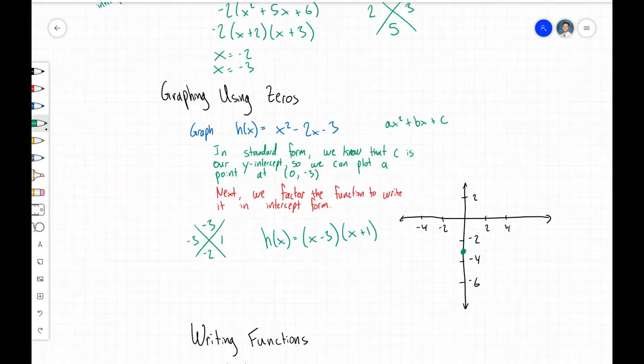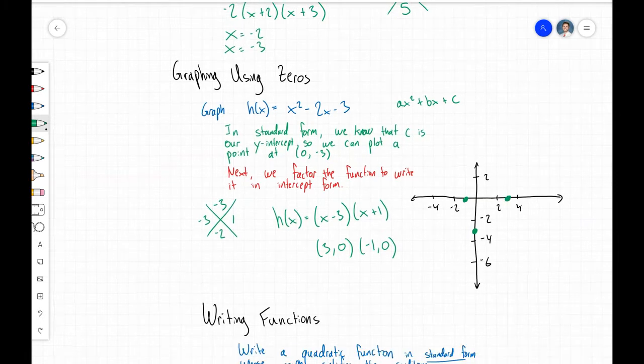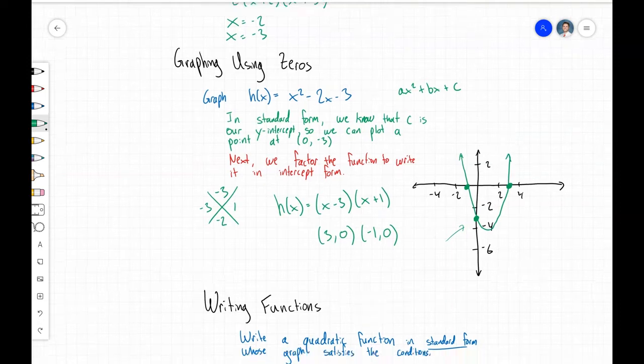So we have x minus p, so our p value is 3, so we have an intercept at 3, 0. And x minus q, so our q value is negative 1. So we have intercepts at negative 1, 0, and at 3, 0. So now that we have 3 points, we can go ahead and graph our parabola here. Just making sure we notice that this y-intercept is not our vertex. It's not the best of parabolas, but we get at least an approximation of what it would look like.